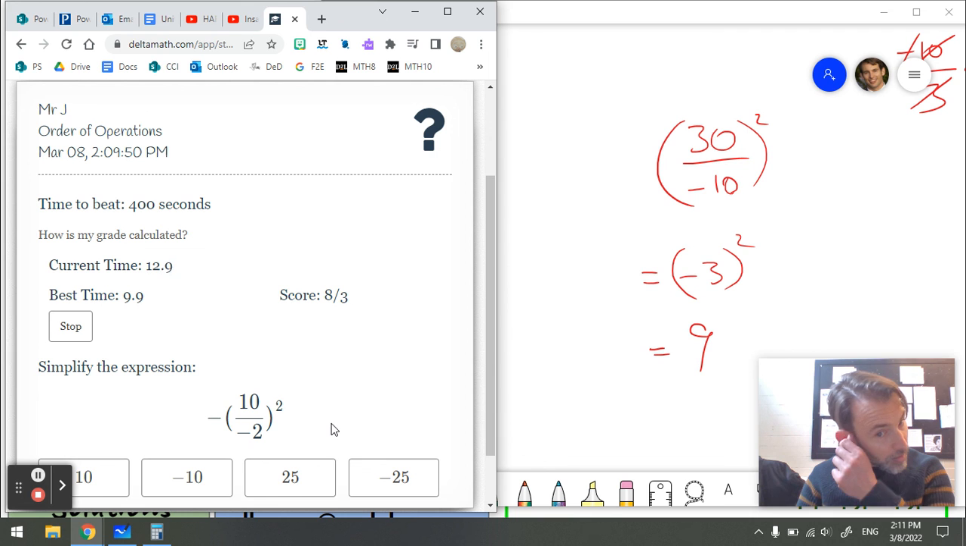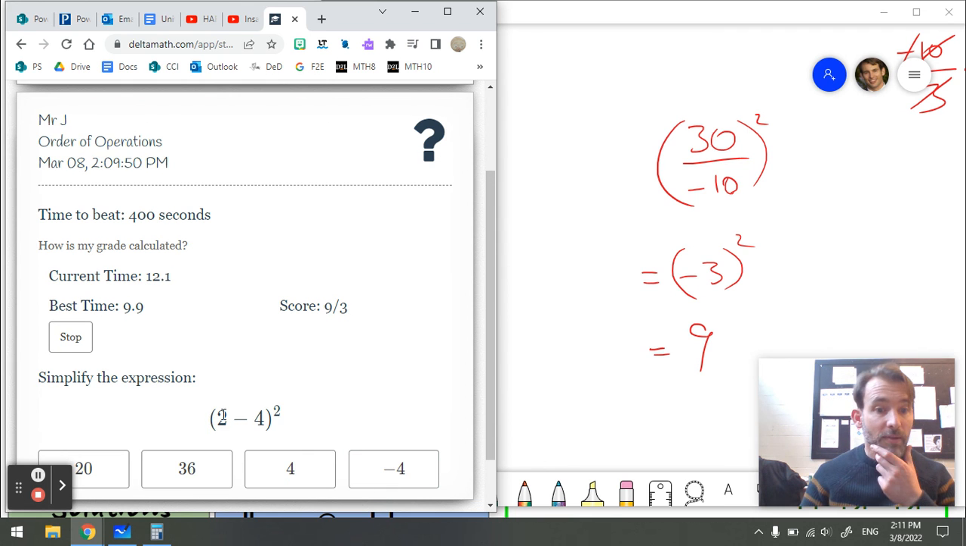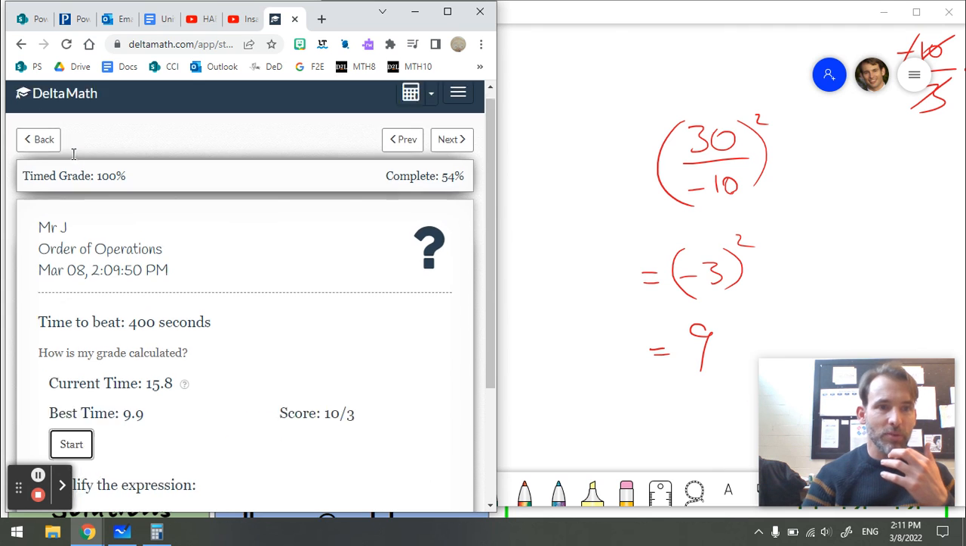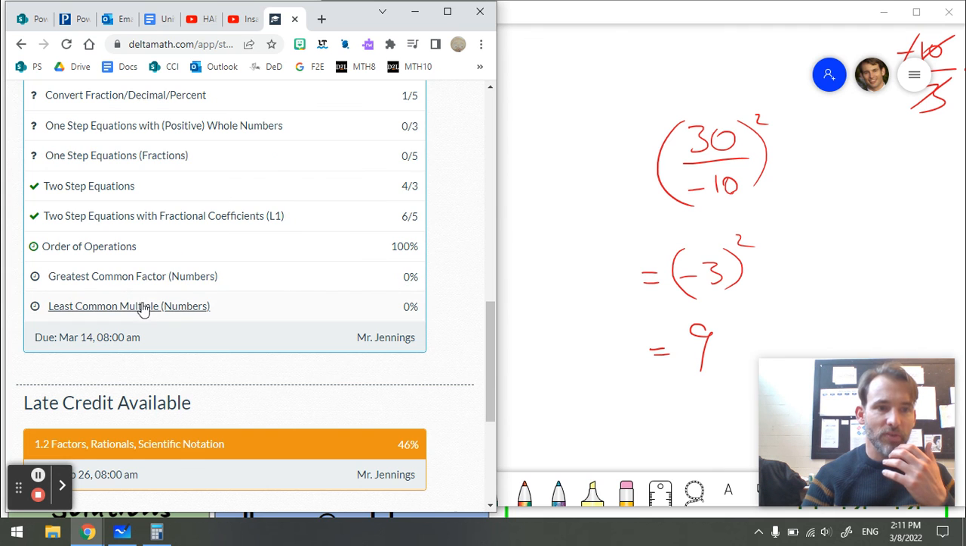This is negative 25. This is 4. This is, anyway, blah, blah, blah. So you can actually build up a big score by doing lots in a row, and you can try and beat my best time. A student already has. So go for it, everybody. And there's also other ones there to practice. So you can also practice finding the greatest common factors and least common multiples. And these you'd use factor trees to do.